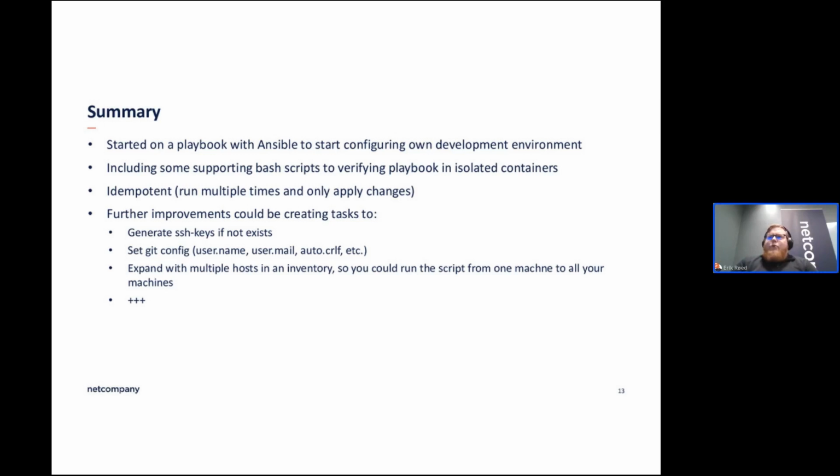Also, the further improvements that I mentioned could be to generate the SSH key on the machine if it doesn't exist. You could store your SSH key, at least the public key. You can probably encrypt your private key if you want, and then distribute your key to all the machines. That's a use case. You can also set the git config that I showed, and also use multiple hosts and inventories.